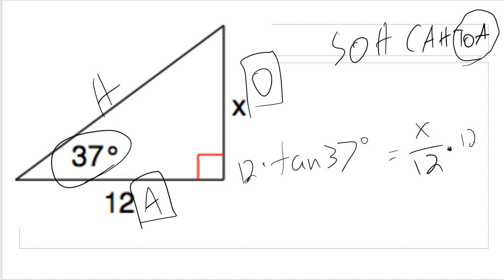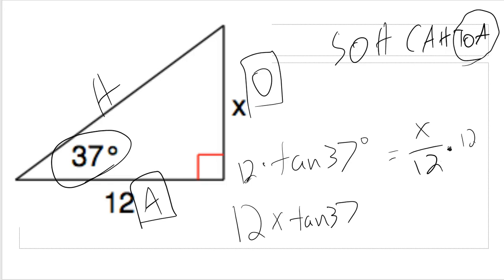Recommendation: make sure your calculator is in degree mode. The way you can tell, if you're using my calculator, is if it says DEG, you're good to go. If it says RAD, come ask me for help. And if you have another calculator, just ask me and I'll show you. All you need to do is type in 12 times tangent of 37, so you hit 12 times TAN of 37, and you just hit equal.